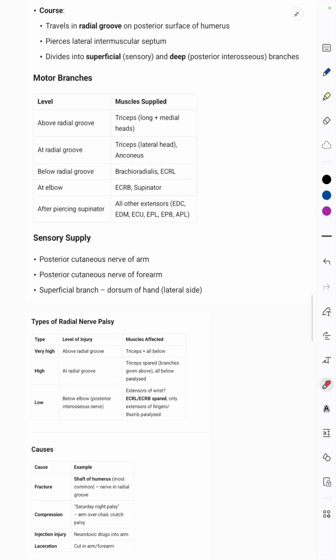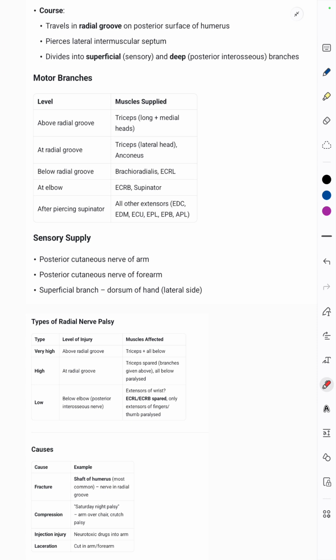Then motor branches: above the level of radial groove, it supplies the long and the medial head of triceps. At the level of radial groove, it supplies the lateral head of triceps and anconeus. Below the radial groove, it supplies the extensor carpi radialis longus and brevis. At elbow, it supplies the extensor carpi radialis brevis and supinator, and after piercing the supinator, it supplies all the other extensor muscles. So, if the injury happens at the level of radial groove, there is going to be wrist drop, while below the radial groove there is no wrist drop, only finger drop is present.